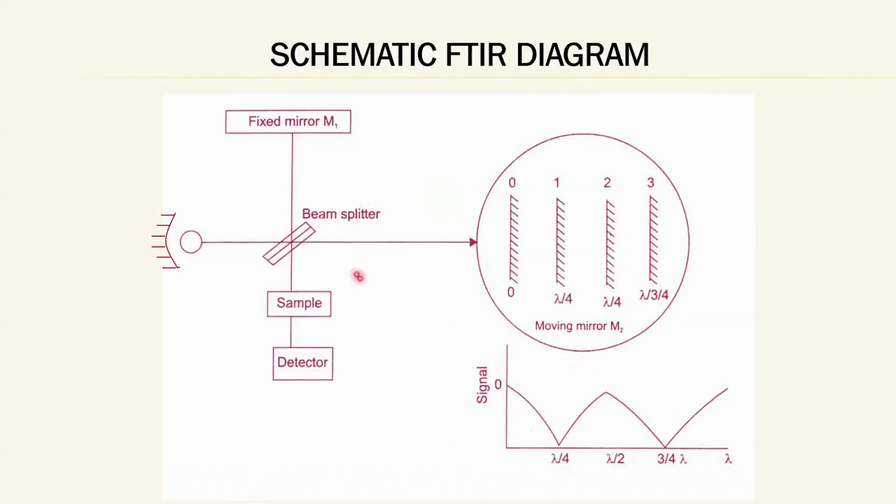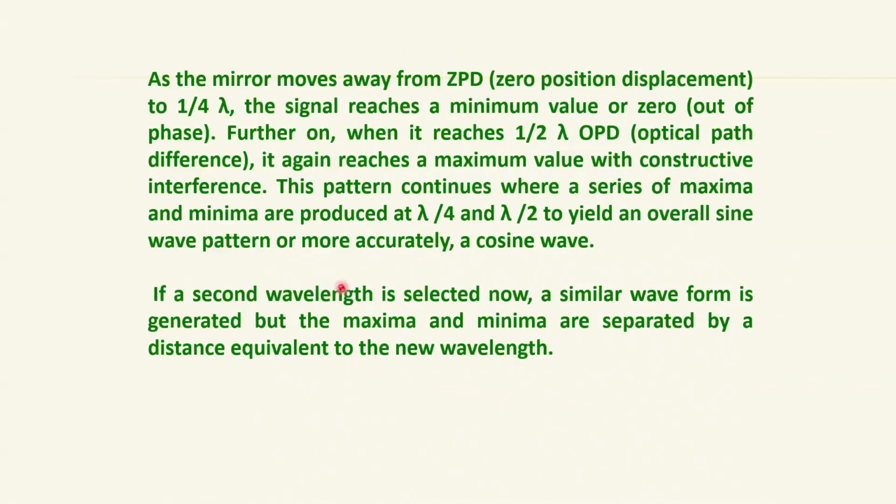Now, the radiation coming from the IR source contains not just one wavelength, but a number of wavelengths from 4000 to 200 centimeters. Every wavelength goes through this process and all the information is obtained in one shot. If a second wavelength is selected, a similar waveform is generated, but the maxima and minima are separated by a distance equal to the new wavelength.